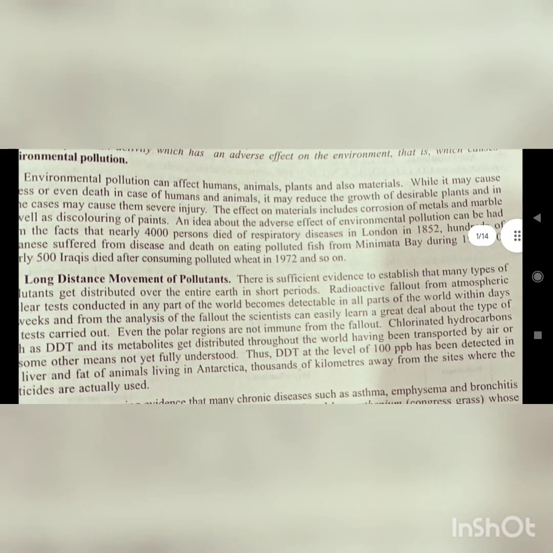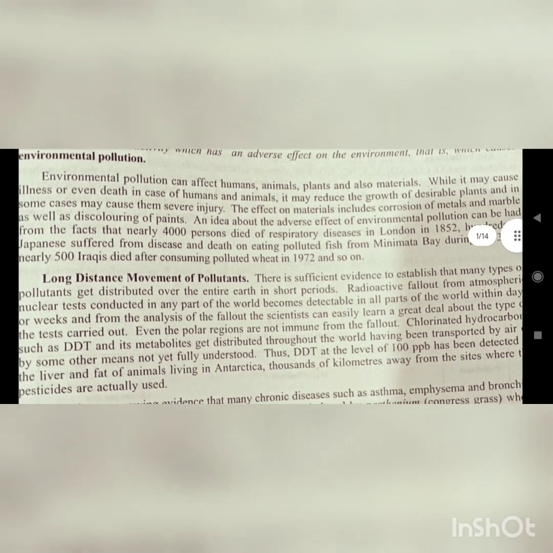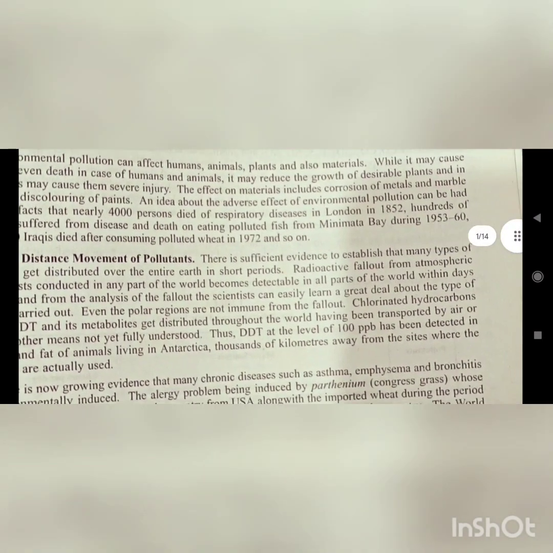An idea about the adverse effect of environmental pollution can be had from the fact that nearly 4,000 persons died of respiratory diseases in London in 1852. Hundreds of Japanese suffered from diseases and death on eating polluted fish from Minamata Bay during 1953 to 60. Nearly 50 Iraqis died after consuming polluted wheat in 1972, and so on.